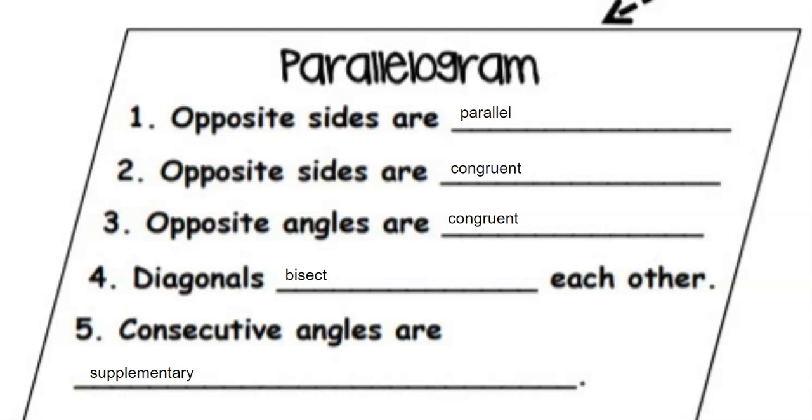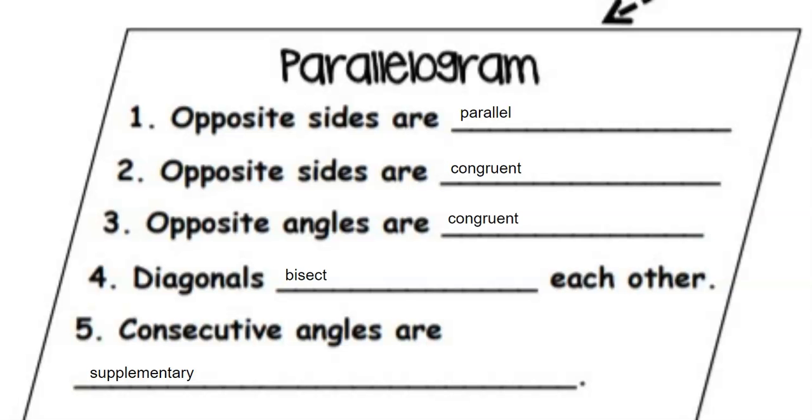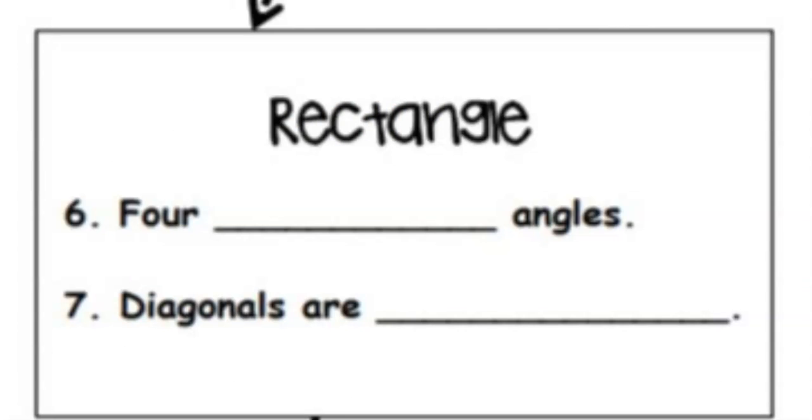So let's look at our special parallelograms. Special parallelograms means the 3 shapes we're about to talk about next: rectangles, rhombi, and squares. Those 3 shapes are all parallelograms. So all 5 of those things are still true about these 3 shapes: opposite sides are parallel, opposite sides are congruent, opposite angles are congruent, diagonals bisect each other, and consecutive angles are supplementary. And then we're going to add some extra properties, so that's why we start on number 6.